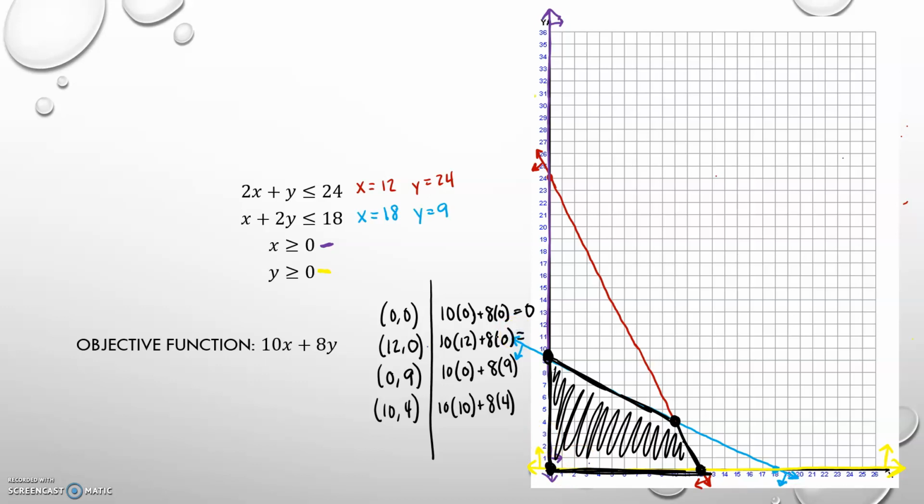If I produce 12 quarts of the regular, I would make $120. If I do only 9 of the extra rich, I would get $72. And if I do 10 of the regular, 4 of the extra rich, I'm going to get 100 plus 32, which is 132. And that's my maximum value. So the suggestion here would be I should produce 10 quarts of regular and 4 quarts of the extra rich.